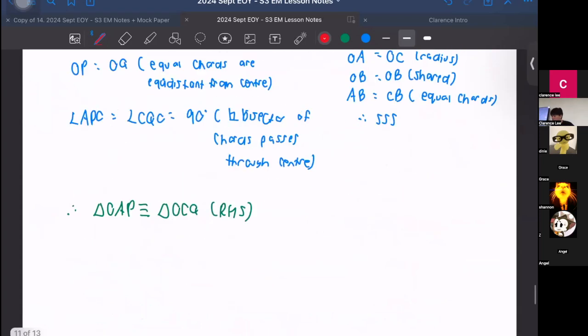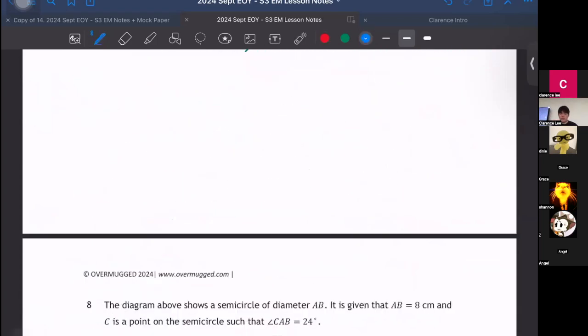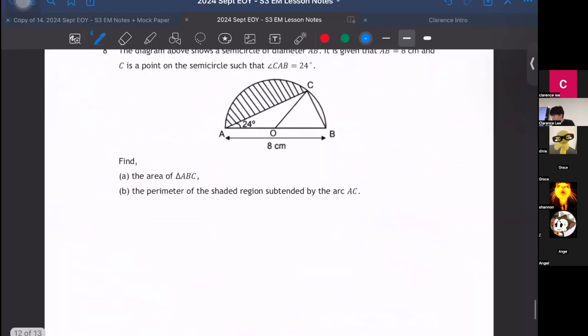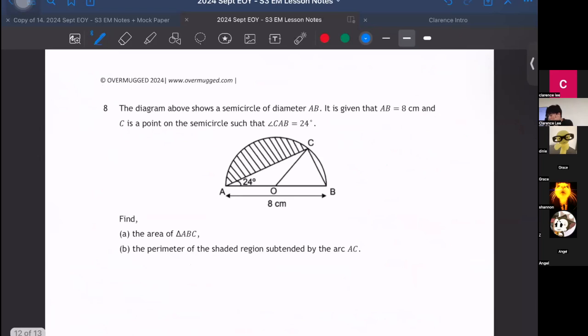Okay, moving on to the next question. Next question, question 8. You have this figure, semicircle, diameter AB. You have a point C such that angle CAB is 24 degrees. You must find the area of triangle ABC.